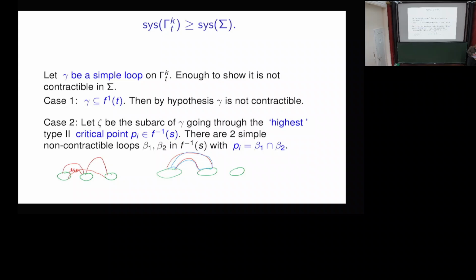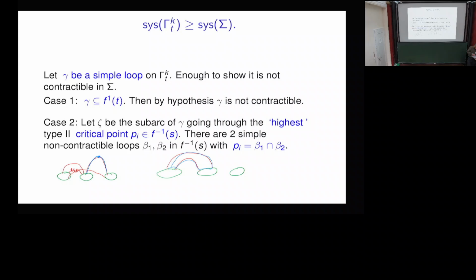And now I want to show that this is not contractible. So it's the same as to say this doesn't bound the disk, right? So I have my loop gamma, and now I'm going to focus on the highest one of these red arcs. So there is one for which the corresponding t is the highest.